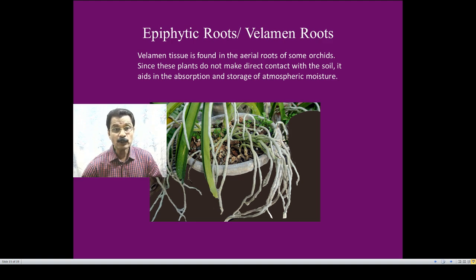Since these plants do not make direct contact with the soil, they can absorb moisture from the atmosphere. Such roots are called velamen roots, otherwise called epiphytic roots. In epiphytic plants like Vanda, Rhynchostylis, Acampe, so many Orchidaceae members have this type of velamen root. Special functions, right?